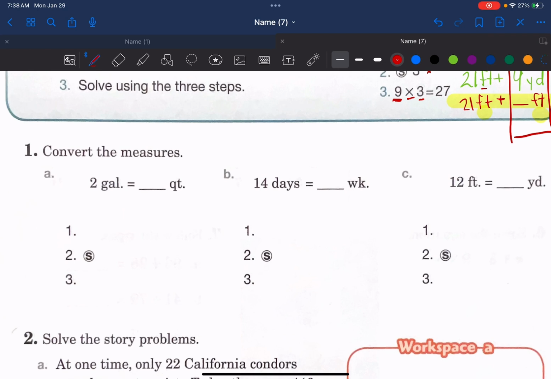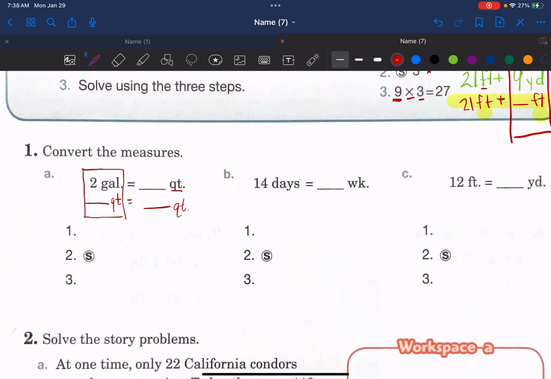So we want our answer to be in quarts. So which one does not have quarts? Obviously, this one does not have quarts. So I'm going to put a box around it, and I'm going to make a line that says blank quarts. So now I'm going to change it into quarts, and that's going to equal quarts.